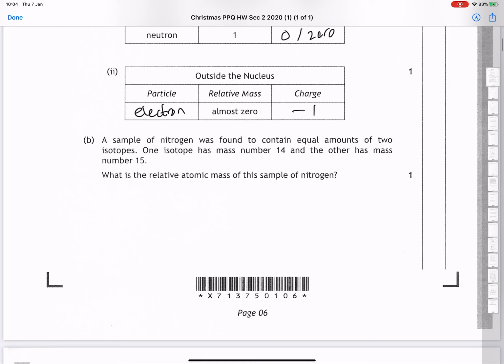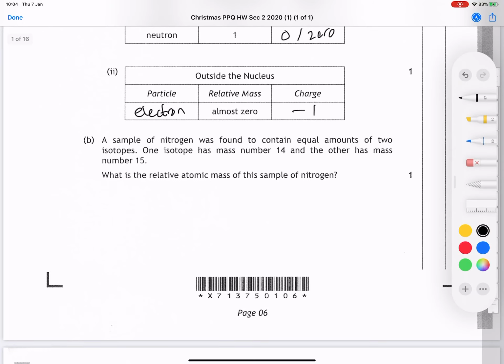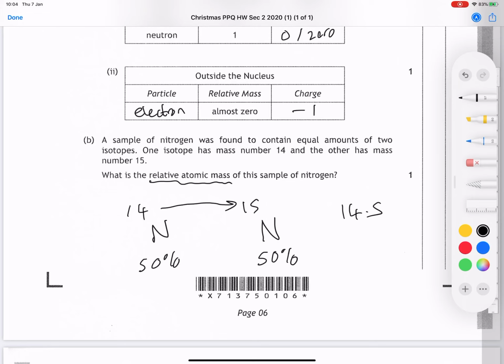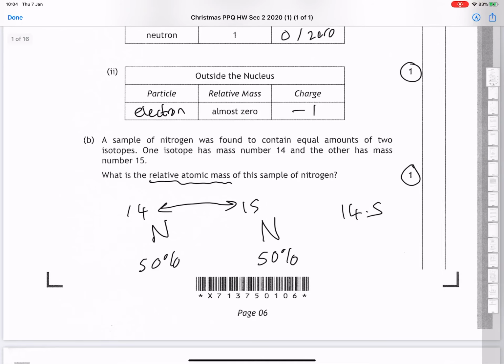A sample of nitrogen was found to contain equal amounts of 2 isotopes, so a 14 and a 15 mass number. Equal amounts, so if you have 50% of each, the overall relative atomic mass of the sample must be 14.5, exactly in the middle of those two numbers, and that's another 1 mark. Oh, you needed electron and -1 to get the 1 mark in the previous question.